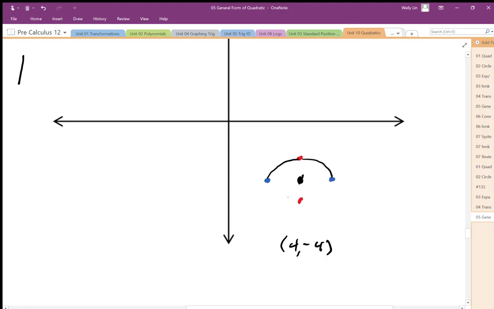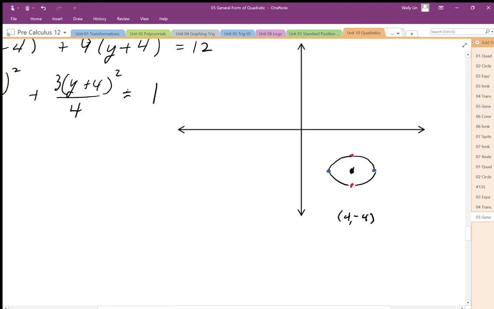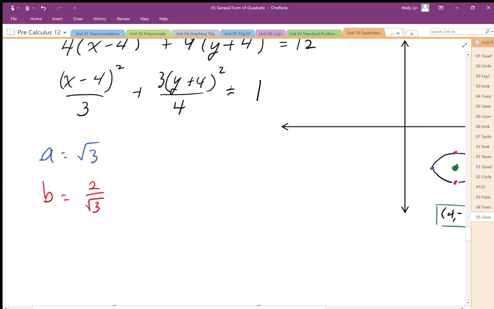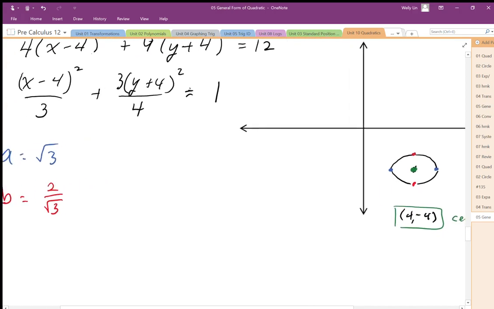So we need to make sure we can identify the center. I'll make sure that we clearly mark the center here. So there's my center. And for the ellipse, we need our a and b values, and that's essentially it for the ellipse.